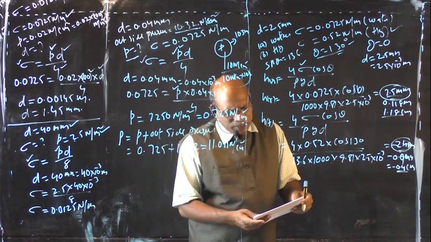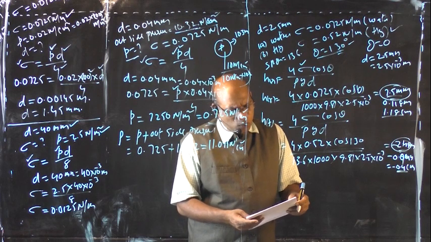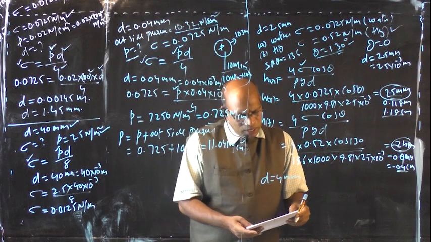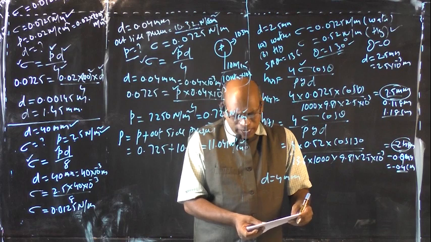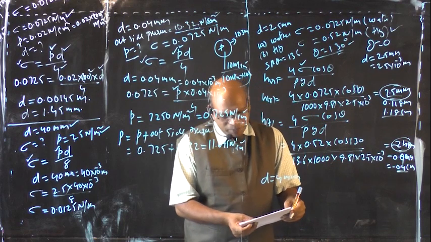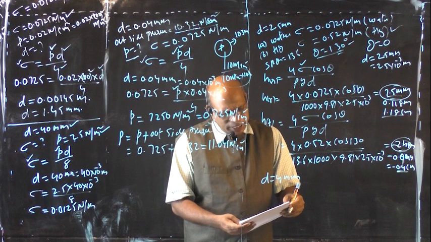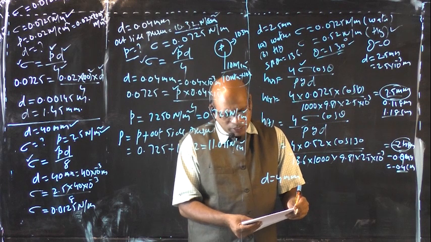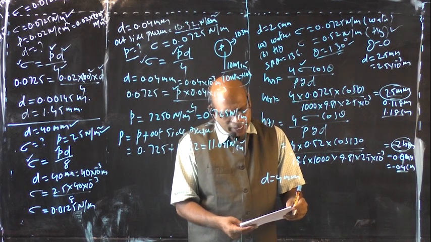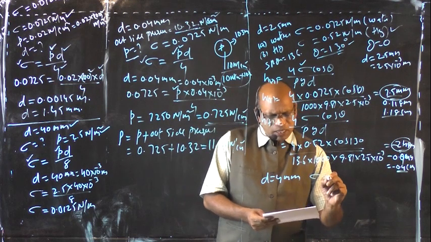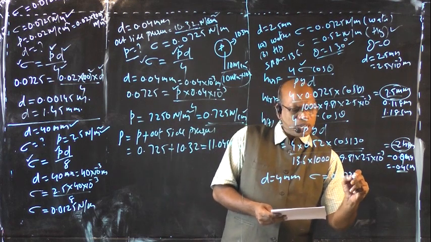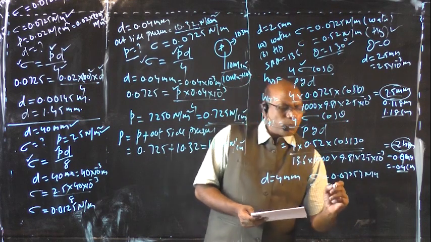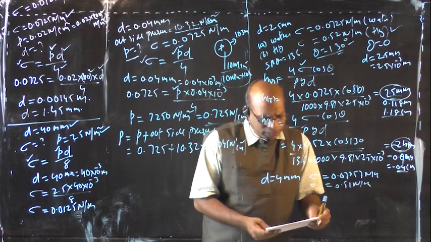Calculate the capillarity effect in a glass tube of 4 mm diameter. D is equal to 4 mm, when immersed in water and mercury. The temperature of the liquid is 20 degrees centigrade, and the value of surface tension in contact with air at 20 degrees centigrade for water, sigma is equal to 0.07357 Newton per meter, and for mercury 0.51 Newton per meter respectively.